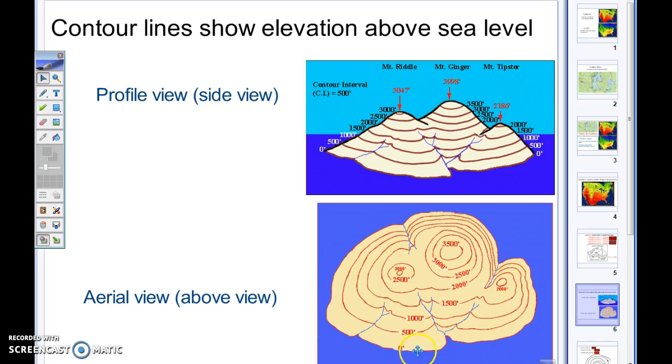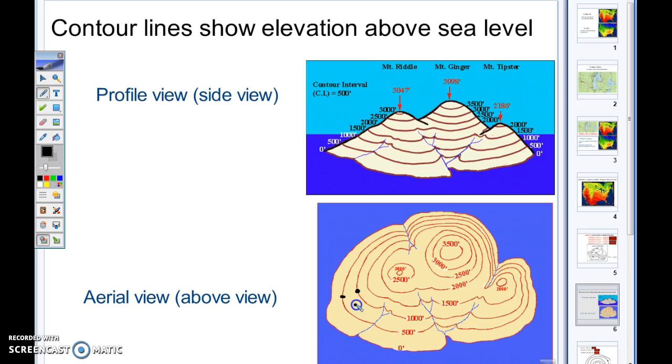So here we have 0, sea level, 500 feet, 1,000 feet, 1,500, 2,000, 2,500, and then we have our 3,000 mark. Now, because contour lines are isolines that connect equal points of elevation above sea level, the value of a point right here, because it's on the 500-foot contour line, would be 500 feet. The point here is at an elevation of 1,000 feet.